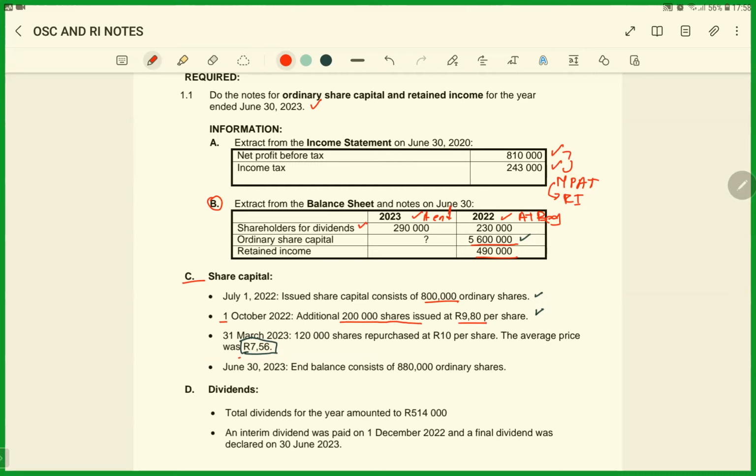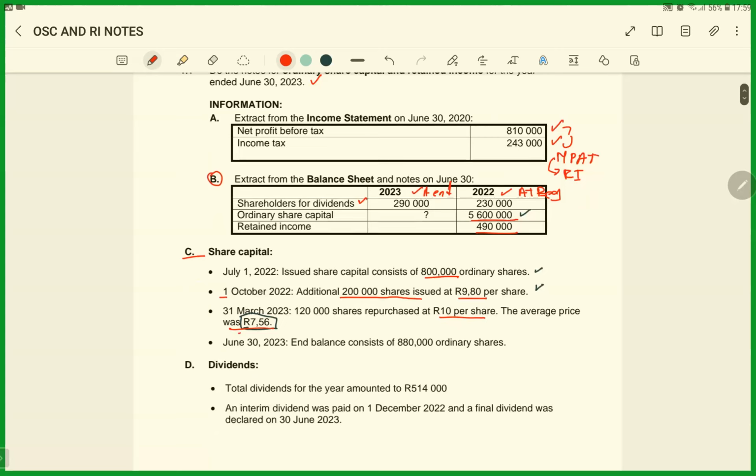This is the share issue price. Then we are told that on the 1st of March 2023, 120,000 shares were repurchased at a rand per share. This is the average share price, which is R7.56. Remember, inside the ordinary share capital, we record the average share price. It means that our repurchased shares will be priced at the average share price. Then inside the retained income, it will be priced at the price difference, which is the price above the average share price.